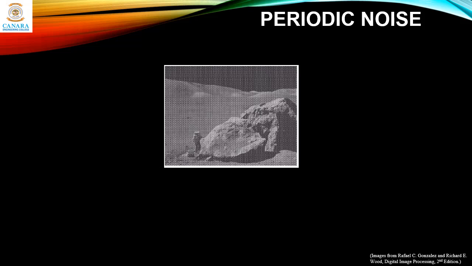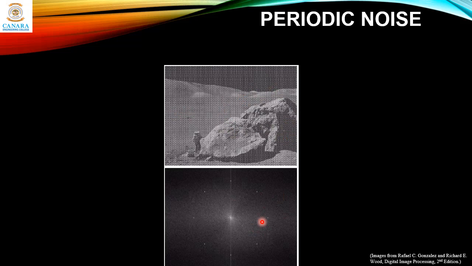Let us take a look at one example for periodic noise. So this is the image corrupted by sinusoidal noise. You can see the repeating patterns here. Okay, so the patterns are consistent, and you can say that they are periodic, because the same thing is repeating. Now, if you take the Fourier transform, the DFT, and view it in the frequency domain, then this will be the spectrum.